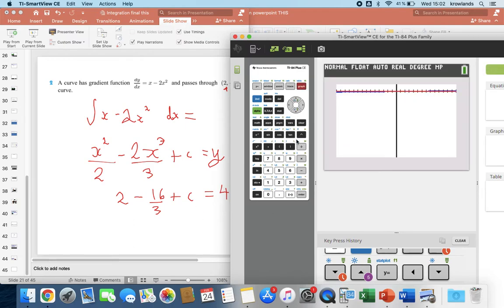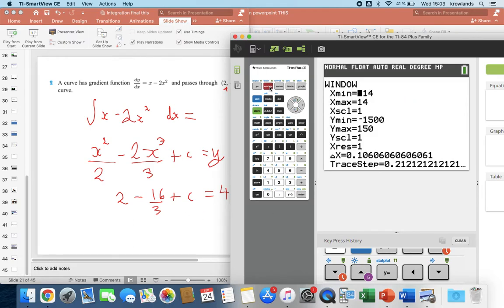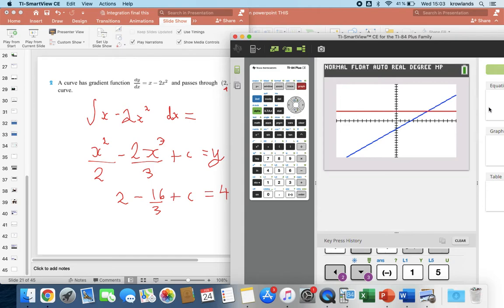We then type graph, we can't see. So we're going to change the window. We're going to make sure the window is quite nice numbers at the moment. This is massive. Let's change this to minus 15 and 15. We're going to then press graph. Now, where they cross is what C is going to be. So we want to find the intersection.